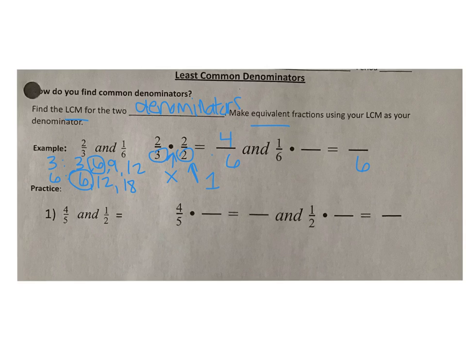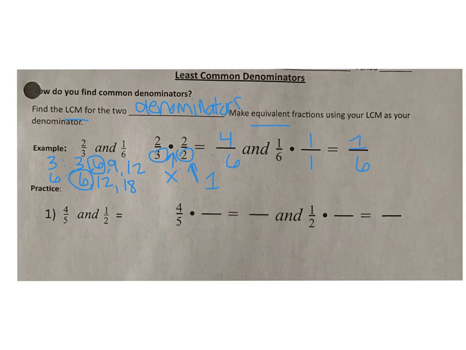Then let's do 1/6. Well, we want to get from 6 to 6, so all we're going to do is multiply it by 1. Whatever you do to the bottom, you do to the top, so our denominator stays the same. So getting common denominators for 2/3 and 1/6 becomes 4/6 and 1/6. Again, sometimes you may not have to change both. On the next one, you are going to have to change both. So make sure you're getting common denominators.